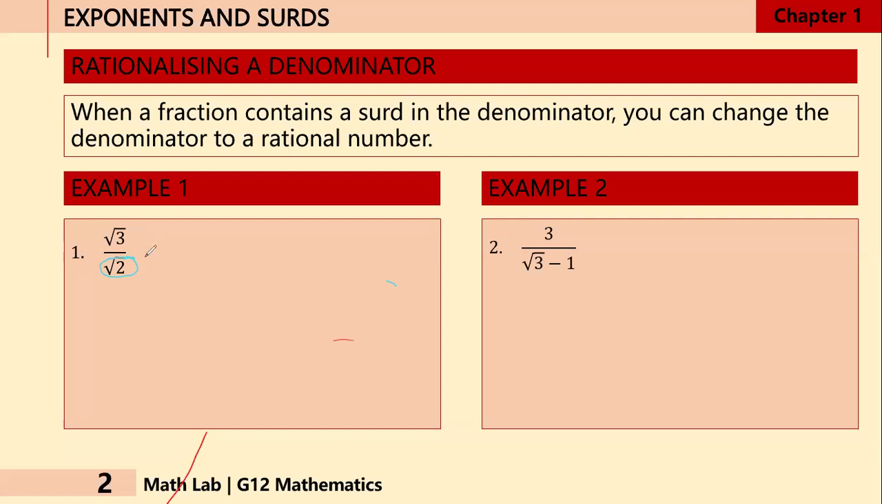To rationalize this, remember it's root 3 over root 2. So we're going to multiply with the denominator with this. It's going to be multiplied by root 2 over root 2. So this is how we rationalize this number here. We want to rationalize the denominator, which is root 2. So we multiply by root 2 over root 2.